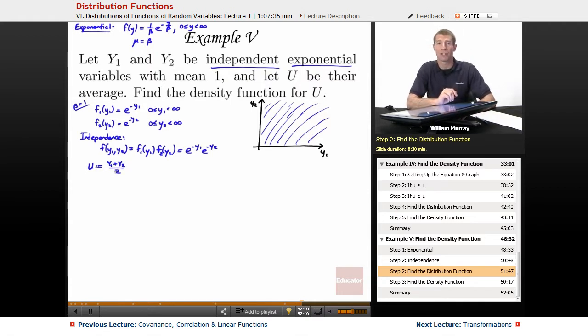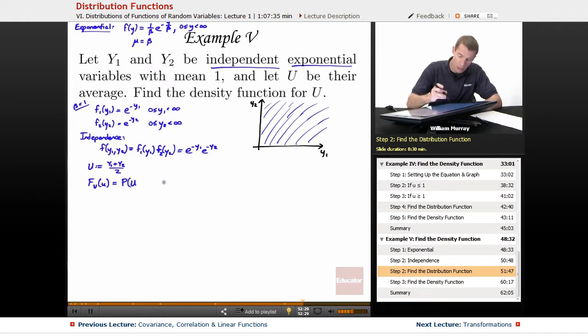Now I want to find the density function for u, but the whole point of this lecture is to use the method of distribution functions. So the method of distribution functions says you first find the distribution function, capital F, of u. So that's, by definition, the probability that capital U is less than or equal to some cutoff value of little u. And so now I'm going to plug in what capital U is. So that's the probability of y1 plus y2 being less than or equal to little u.